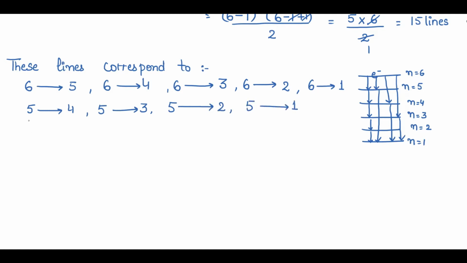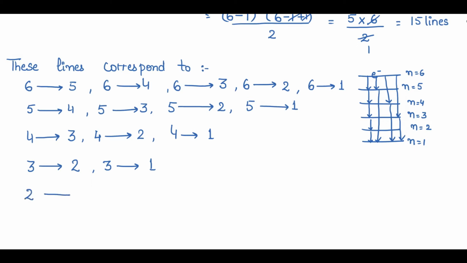There is one more possibility. This electron jumps from the 6th orbit to the 4th orbit, right? So 4 to 3, 4 to 2, 4 to 1. One more possibility that this electron jumps from the 6th orbit to the 3rd orbit, 3rd to 2nd and 3rd to 1st. One more possibility, 6th to 2nd orbit. Now 2nd to 1. Now you can count the number of emission lines.